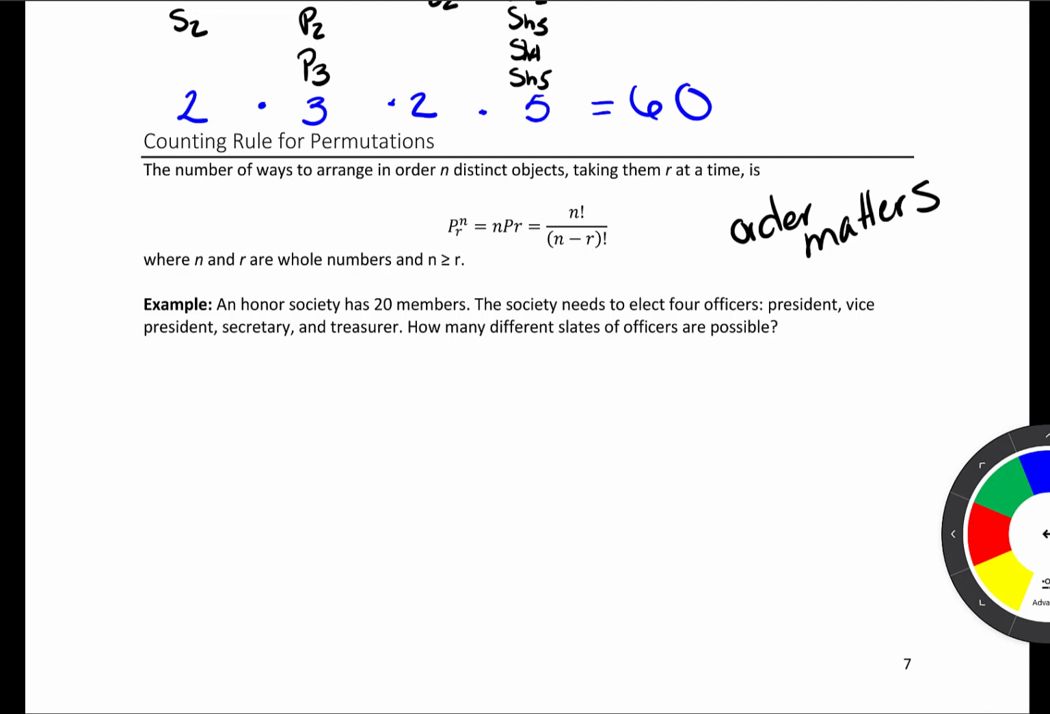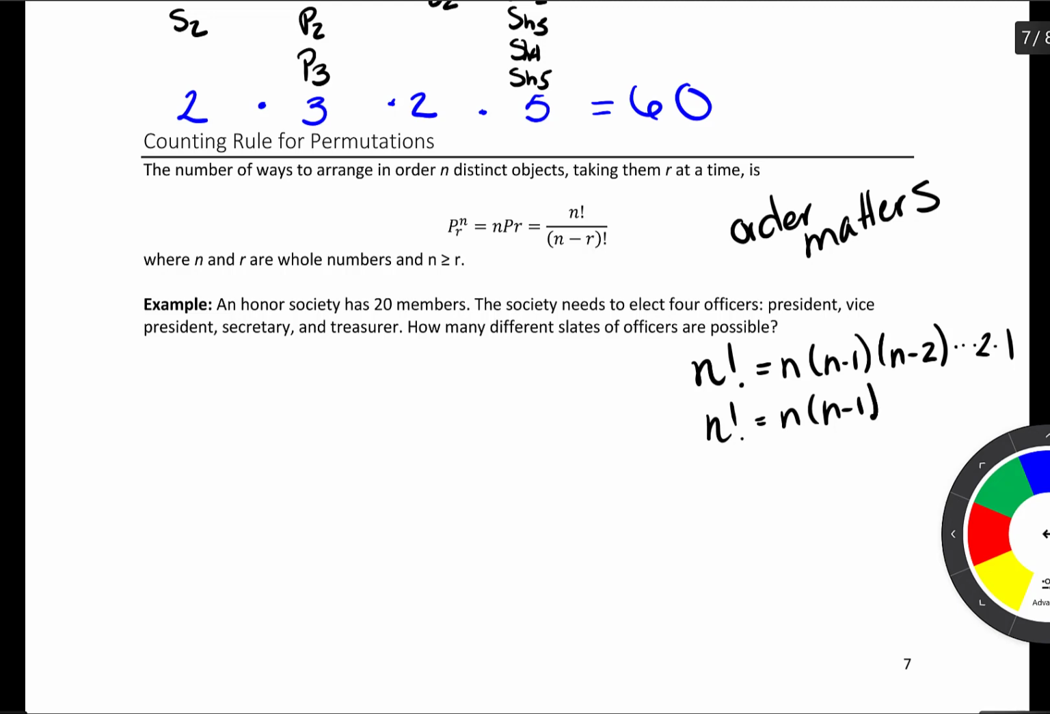Right, and just as a reminder, in case it's been a while, n factorial is equal to n times n minus 1 times n minus 2, all the way down until you get to 2 times 1. And then just some other facts that are useful. N factorial is equal to n times n minus 1 factorial. And 0 factorial is equal to 1.